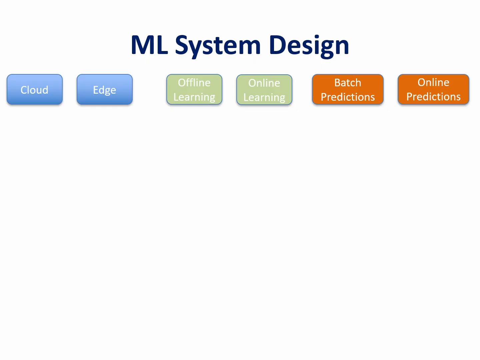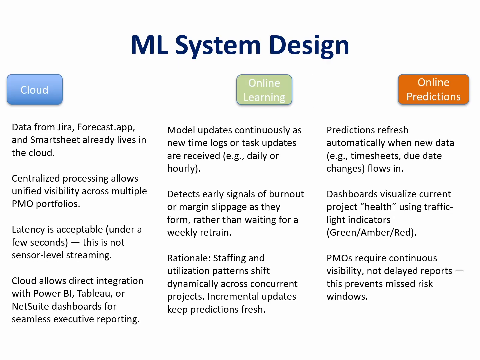So the next step in the process is the actual system design. And as we went through it and learned about it in class, we're basically deciding cloud versus edge, offline versus online, and then batch versus online prediction. So these are my actual choices that I picked for this particular project.